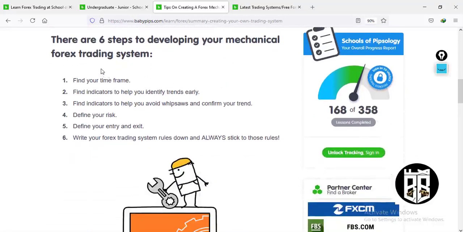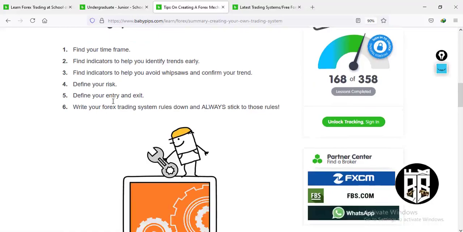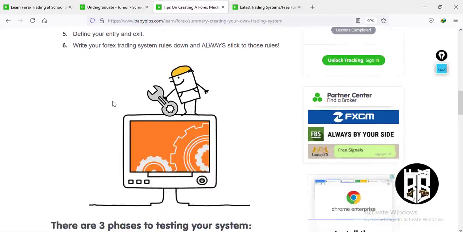Now there are 6 steps to developing your own mechanical forex trading system. The very first one is find your time frame. Secondly, find indicators to help you identify trends early. Thirdly, find indicators to help you avoid whipsaws and confirm your trend. Fourthly, define your risk. Fifth, define your entry and exit. Sixth, write your forex trading system rules down and always stick to those rules.